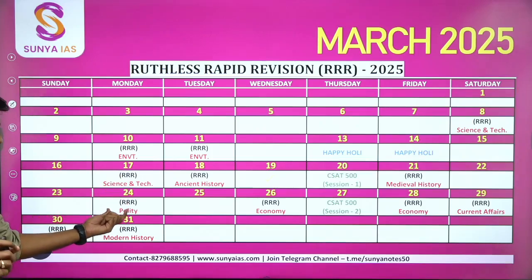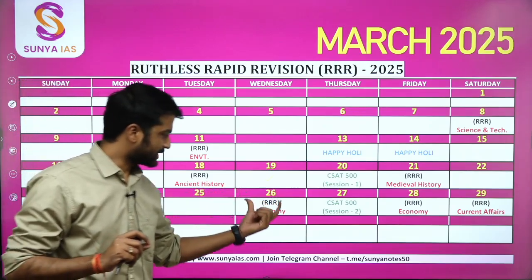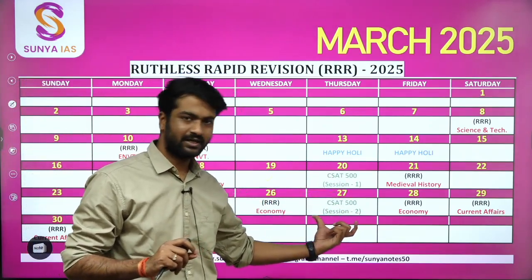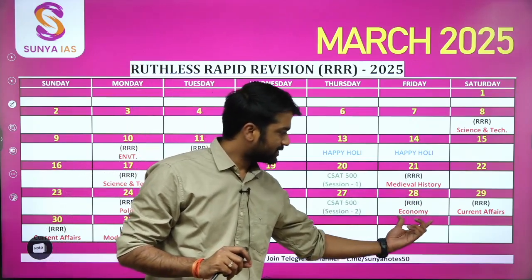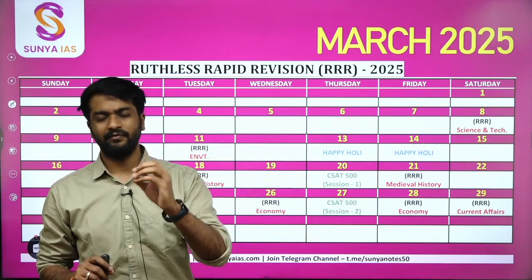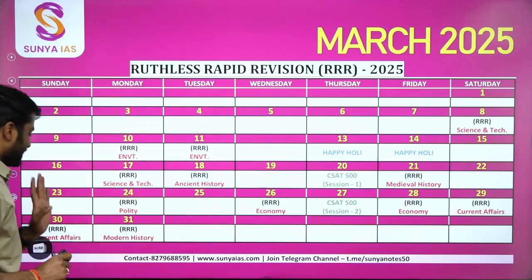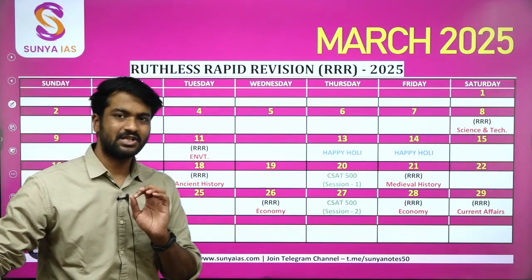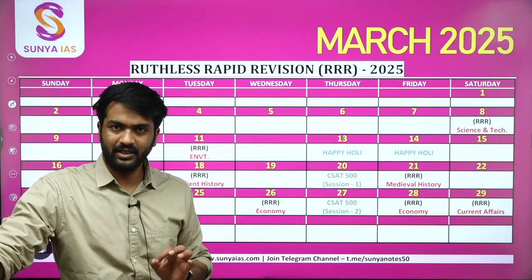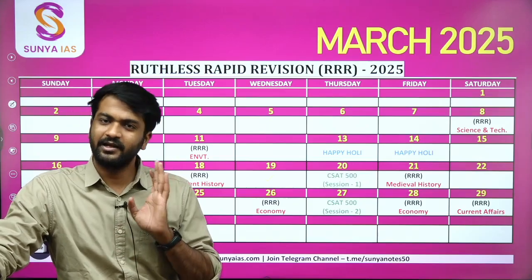On 24th, a single day for the Polity RRR. 25th, we don't have anything. Then on 26th, Economy RRR. 27th, CSET 500 session 2. 28th, you have the last session of Economy RRR. So in 2 days, the entire economy will be taken care of. Then on 29 and 30, you have the Ruthless Rapid Revision sessions on current affairs. Okay. These 2 sessions will ensure that you have now sufficiently revised your current affairs. Again, day long sessions.